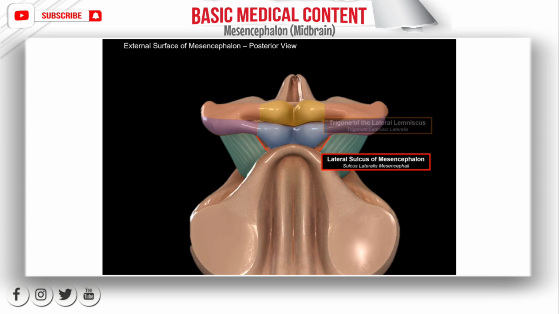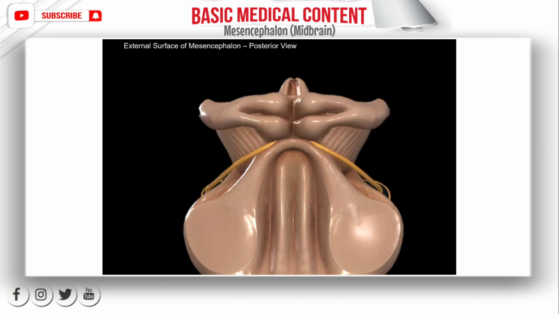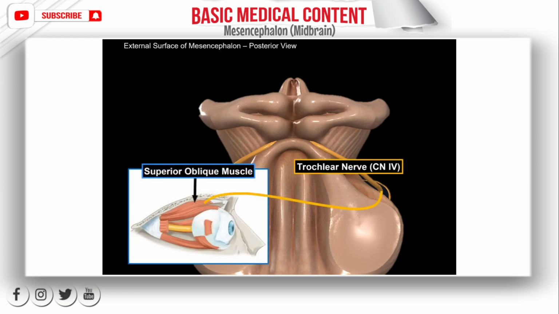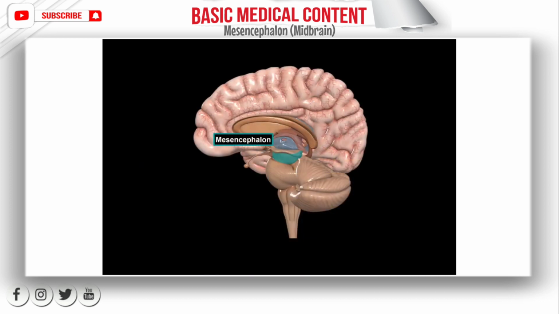Another thing you will find here is the trigone of the lateral lemniscus, located in this area. And then below the inferior colliculus, you'll find the cranial nerve number 4, called the trochlear nerve, which will turn around to the anterior side to innervate the superior oblique muscle of the eye. So that was everything for the external surface of the midbrain.